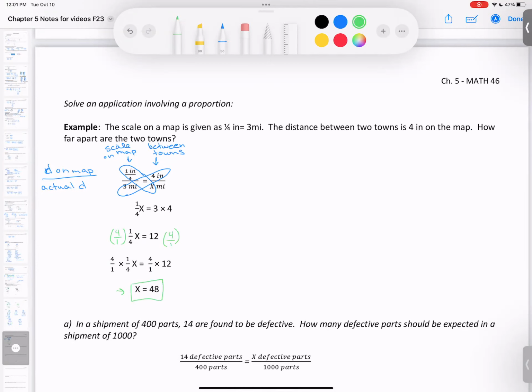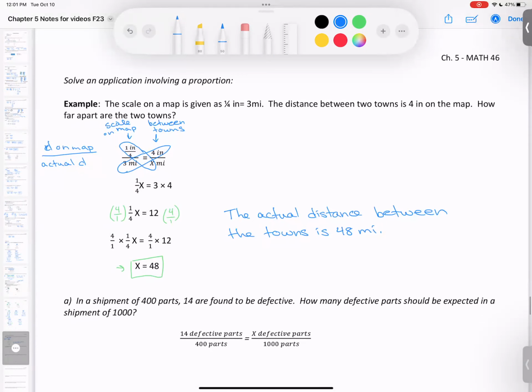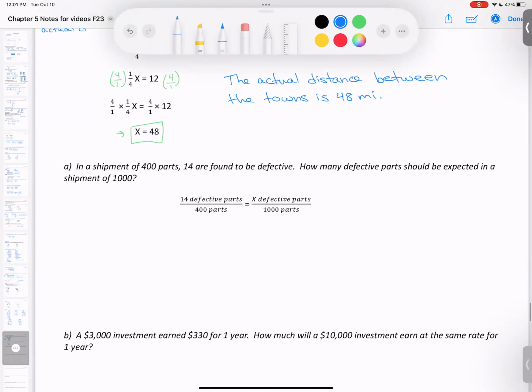So that means the actual distance, and there should be a sentence here, so let's write the sentence. The actual distance between the towns is 48 miles, because my actual distances were listed in miles. Okay, let's try another example.